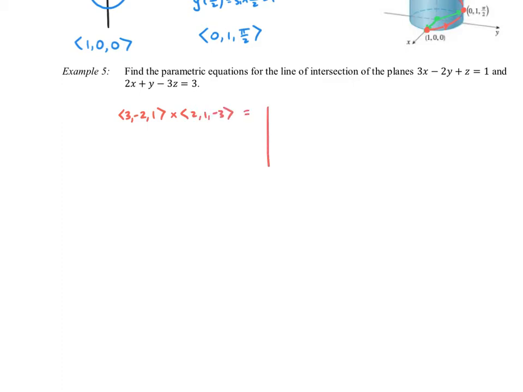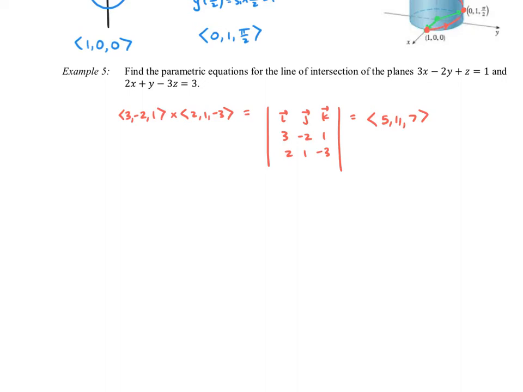I'm going to pause and write this out. Okay, so what we end up getting here is a vector 5, 11, 7 that is perpendicular to both of these, and since these two are normal to each of the planes, this vector we received is now parallel to both planes. In other words, that vector is parallel to the line of intersection, and therefore we can utilize it for the slope of the line.